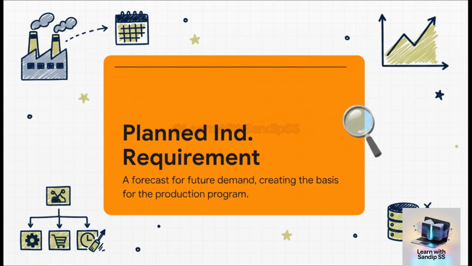All right, to really get a handle on this, we've got to be crystal clear on what a planned independent requirement, or a PIR, actually is. So, in a nutshell, it's your forecast for what you think you're going to need in the future. I love this analogy. Think of it as the master shopping list for your factory. It's what guides your production before any real customer orders start rolling in.